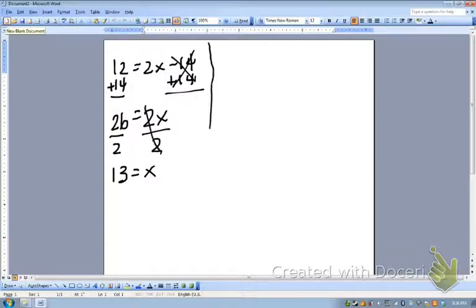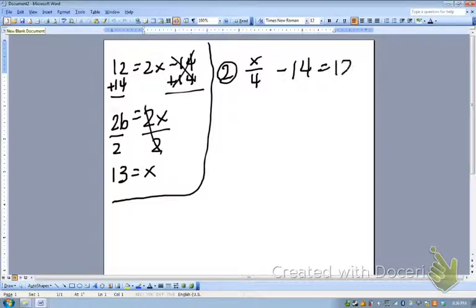All right, I'm going to draw a little line here, and I'm going to do number 2. I'm going to use the cloud method on this one. Number 2 is x divided by 4 minus 14 equals 12. So I'm starting at x, I'm going to 12. Two things happen along the way. The first thing is x is divided by 4. The second thing, it gets subtracted by 14.